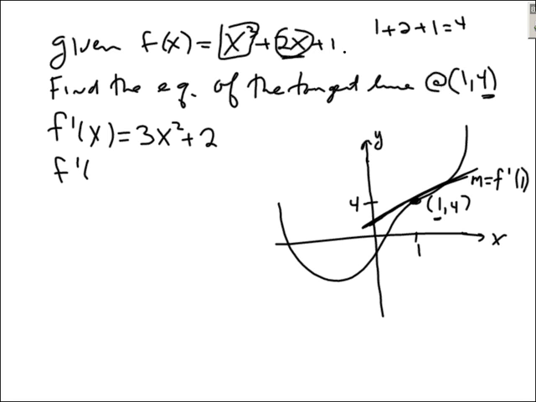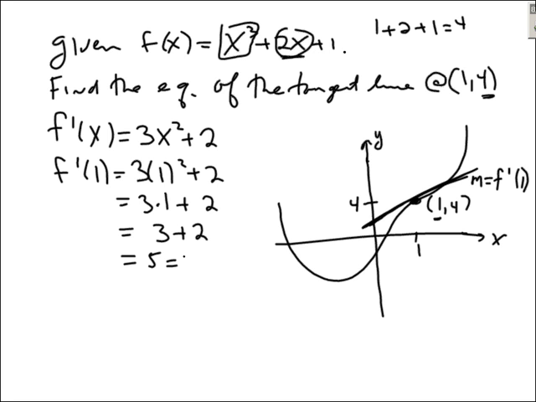If you plug in 1, you'll find the slope that we want. It's 3 times 1 squared, which is 1. 3 times 1 is 3, plus 2 is 5. So now we have the slope. We have a point, and we have the slope. So let's find the equation. That's all you need to find the equation. We know every line can be written as y equals mx plus b, where m is 5. We just have to find b.